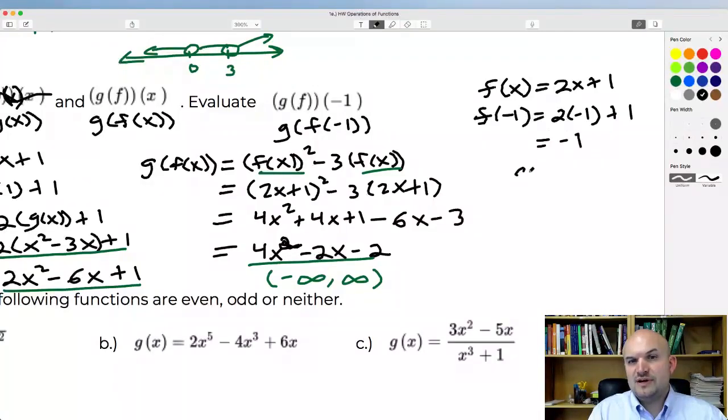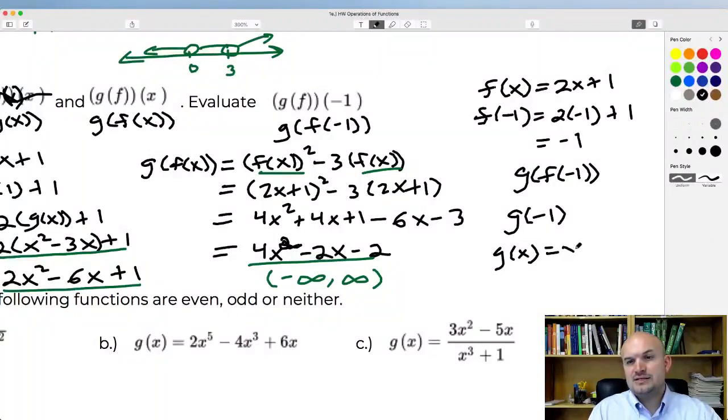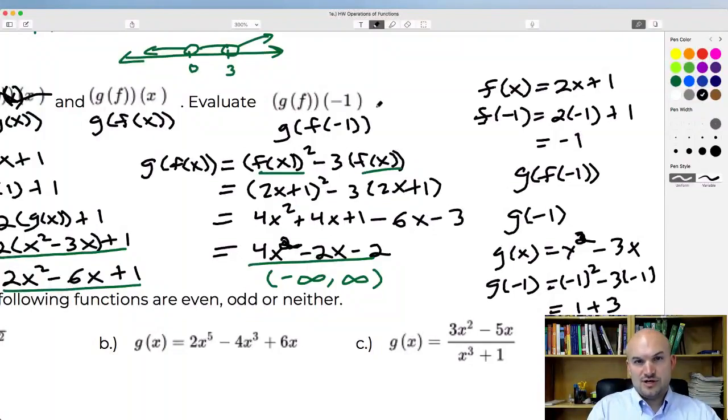So if I want to figure out what g of f of negative 1 is, well, I already know f of negative 1 is equal to negative 1. So isn't that really the same thing as g of negative 1? Yeah. So g of x is x squared minus 3x. That means g of negative 1 is going to be negative 1 squared minus 3 times negative 1, which is 1 plus 3, which is equal to 4. So therefore, this answer here is 4.